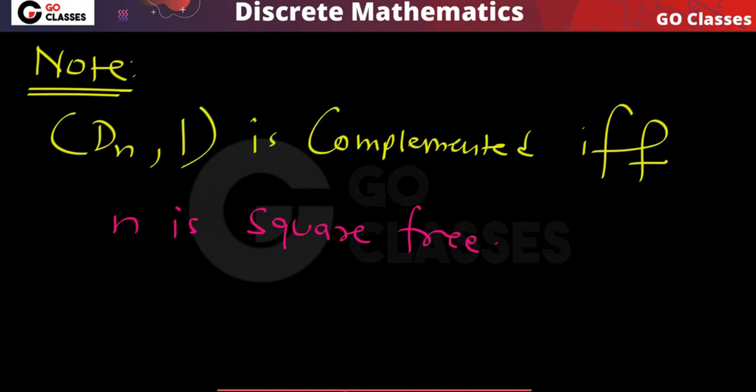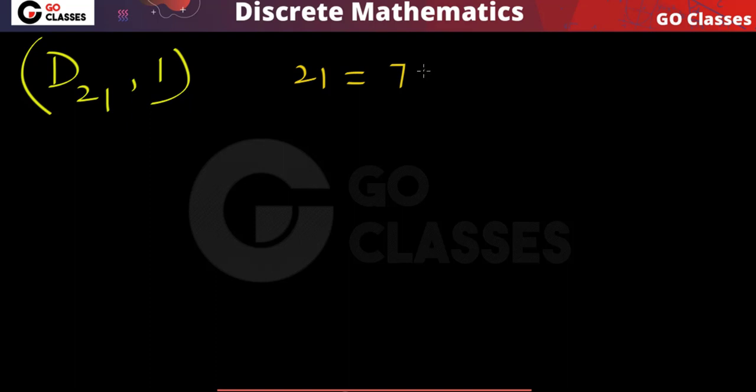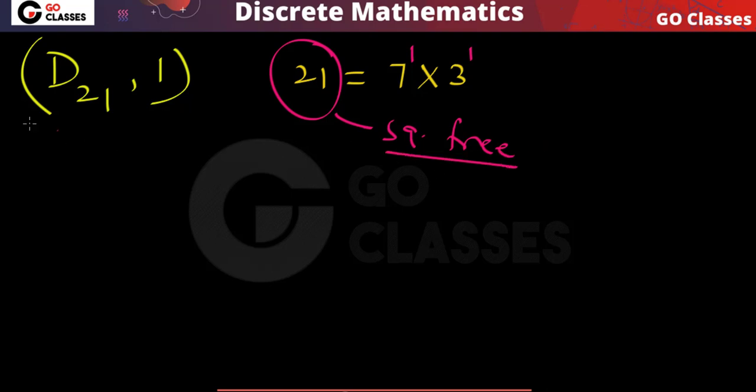So for example, if I ask you which of them is complemented, what about D21? Is this lattice complemented? Very simple. Just look at 21. 21 is 7 multiplied by 3. Yes, this is a square free number, because in the prime factorization all the powers are 1. So n is square free, so yes, this is complemented, and you can check it.